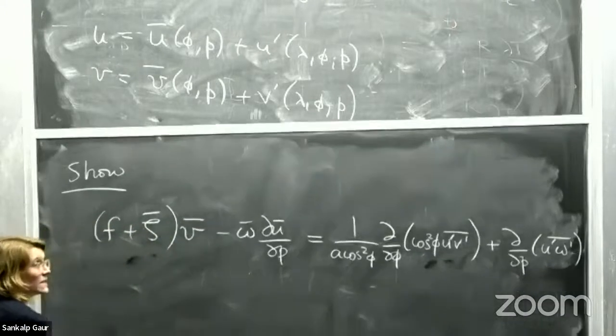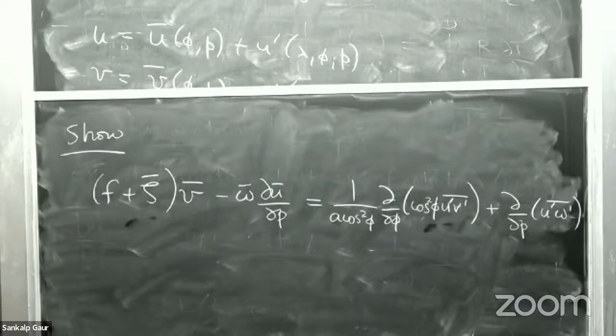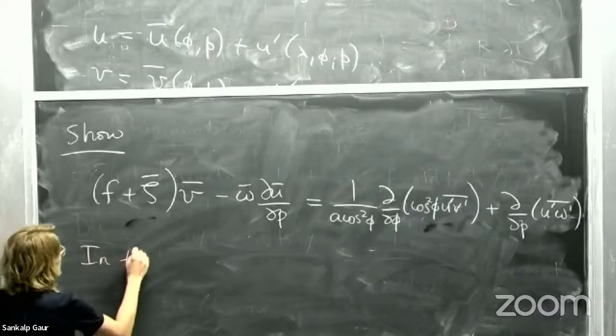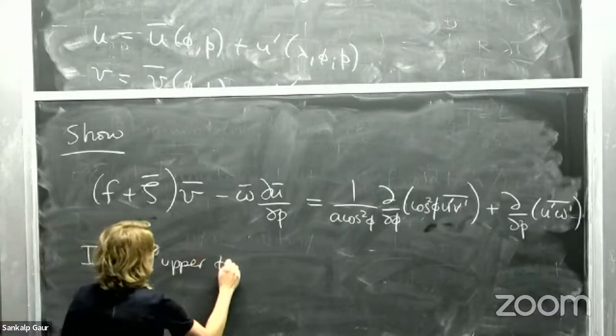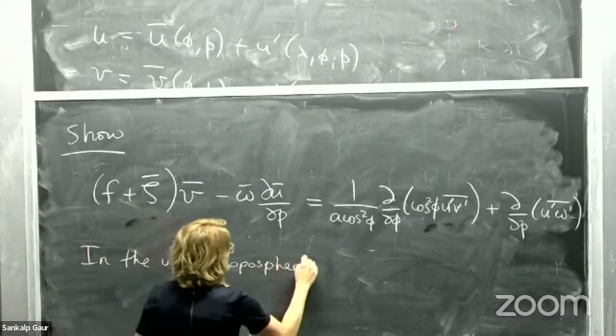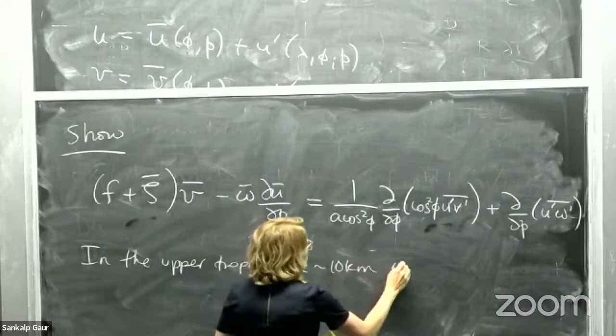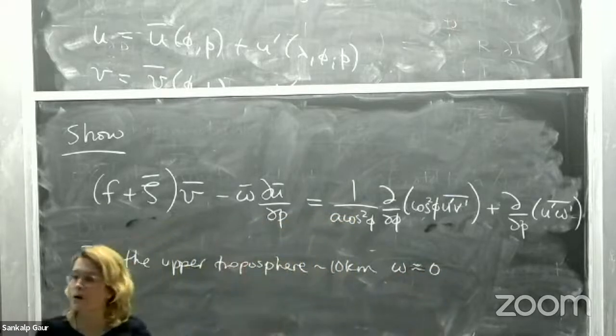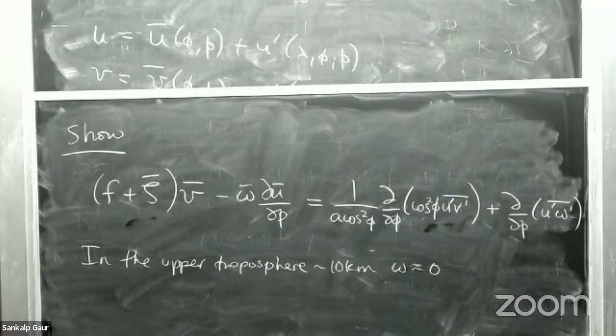Since we're really interested in what's happening aloft, away from the surface, and in particular in the vicinity of the jet stream, or where we had the Hadley cell and its termination, and then the change of sign to have a Ferrel cell, we're going to restrict ourselves to the upper atmosphere, or the upper troposphere. That really just means around 10 kilometers, where the circulation is really outflowing in V. So omega is basically zero.